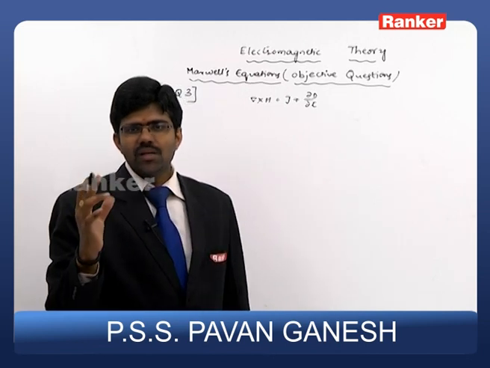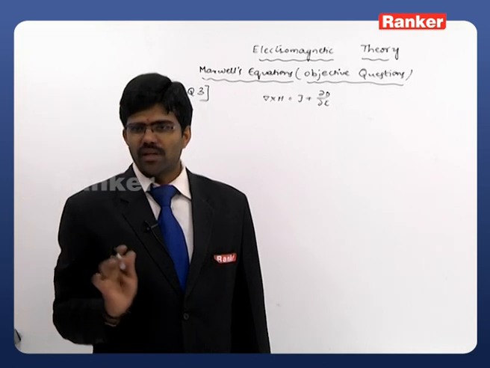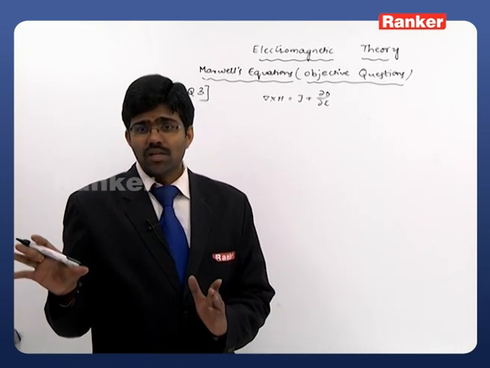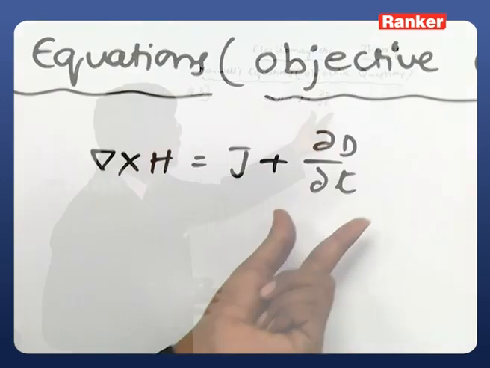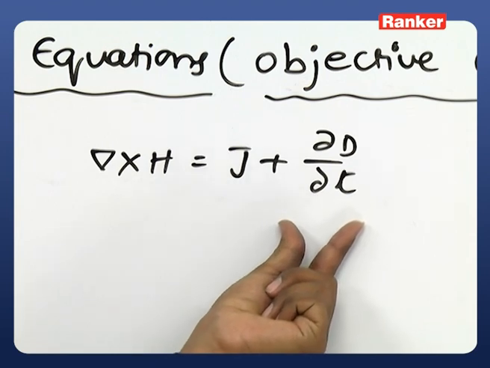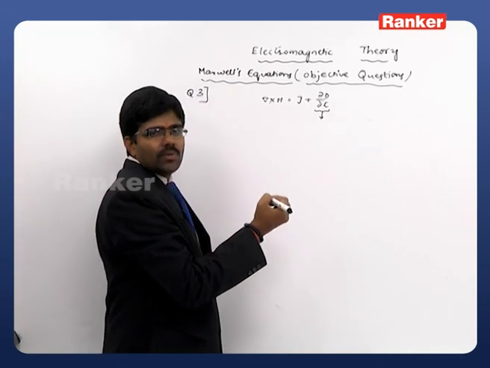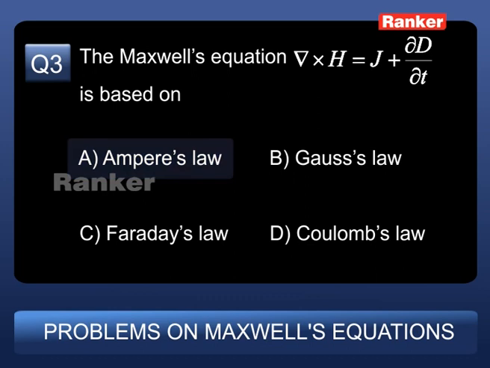Just remember, whenever an extra term was added by Maxwell, it is simply Ampere's law. The inconsistency in Ampere's law was removed or eliminated by Maxwell by adding a simple term, that is ∂D/∂t. This ∂D/∂t is the displacement current density. Since it is an extra term added by Maxwell, clearly this is Ampere's law. So option A is what we are supposed to identify in that particular bit.